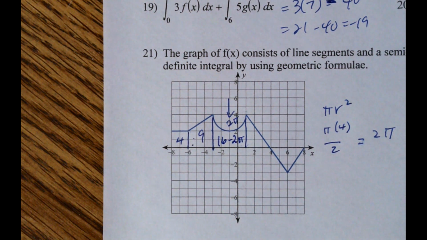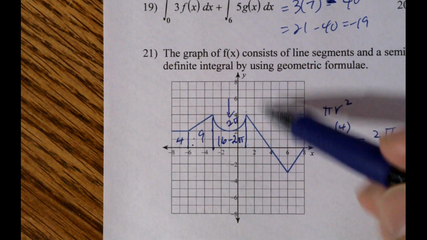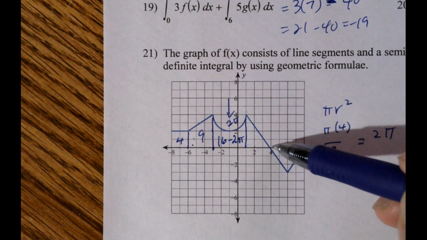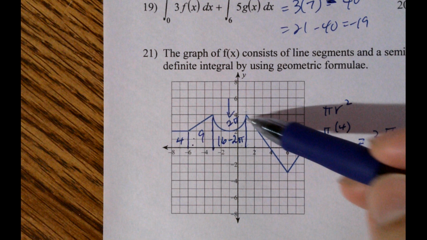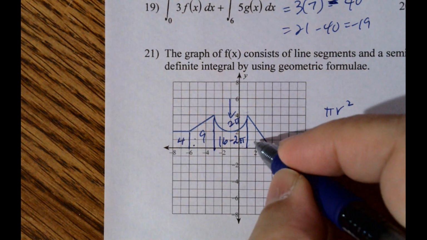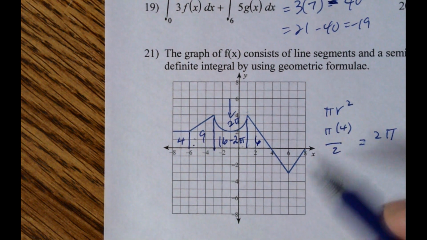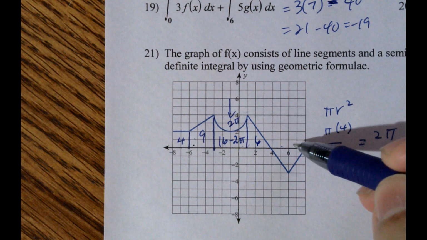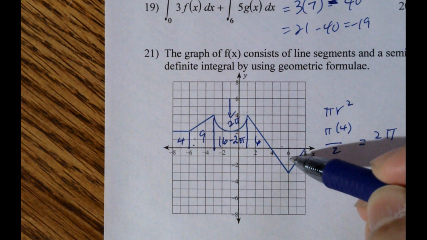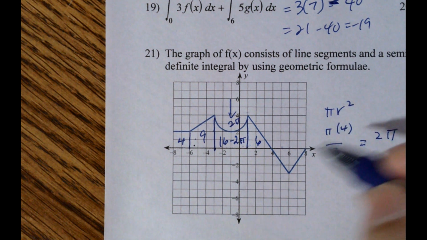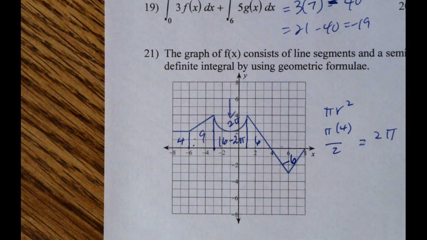Okay. Here, this is a triangle, 1, 2, 3 by 1, 2, 3, 4. 3 times 4 is 12, divided by 2 is 6. Here, it's a triangle again, 1, 2, 3, 4 by 1, 2, 3. But it's below the x-axis, so we say it's negative 6.